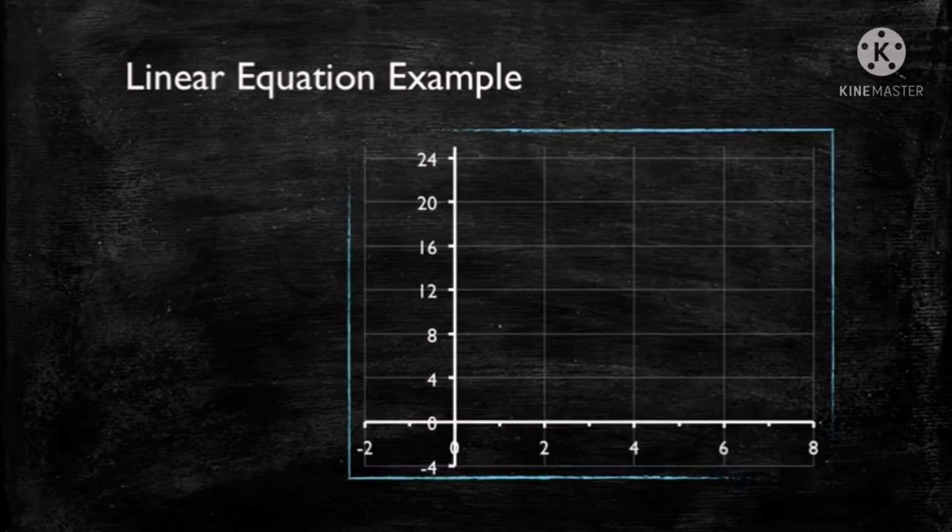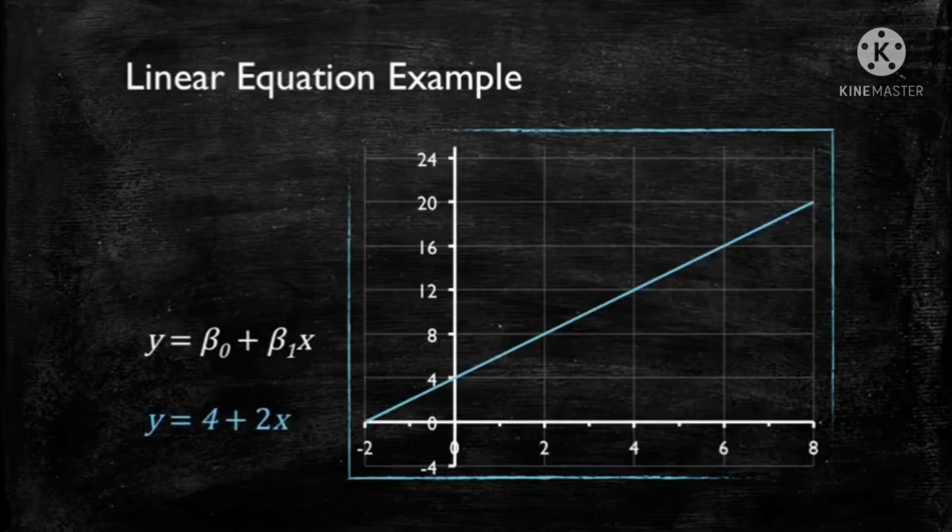Let me show you an example of a linear equation. And remember, our model is y equals beta 0 plus beta 1 times x. Let's simply give numbers to those betas. Let's say that we have a linear equation y equals 4 plus 2x. Let's analyze what the 4 means. 4 is the distance from the horizontal axis at which the line crosses the vertical axis.